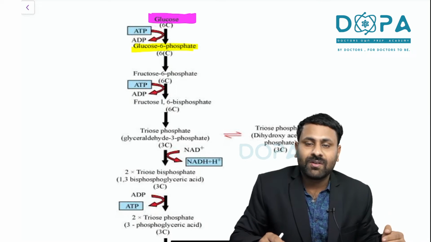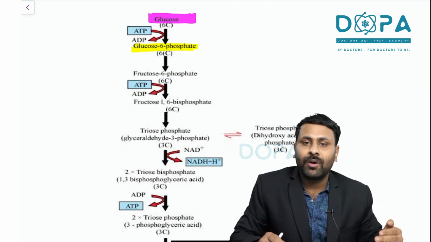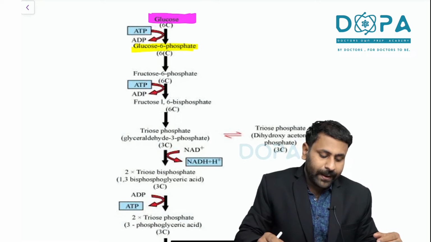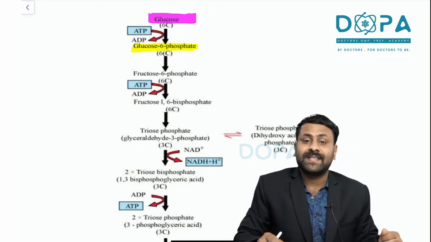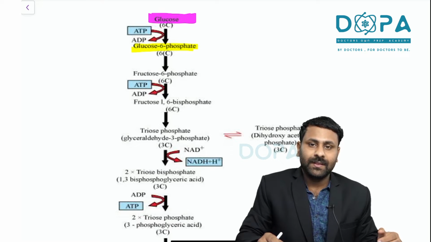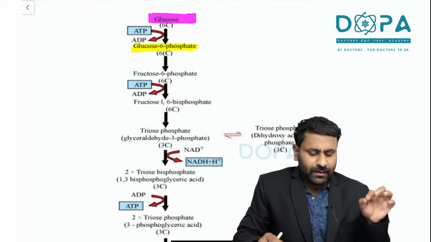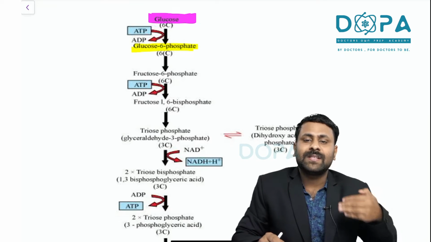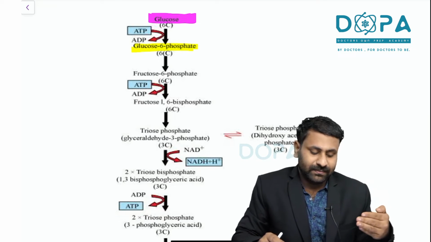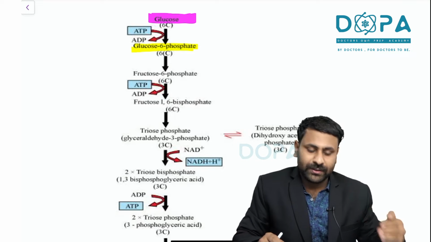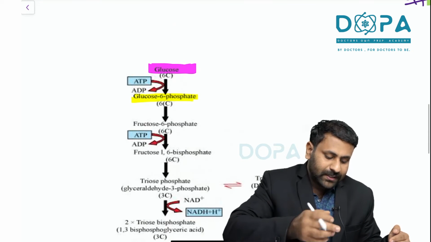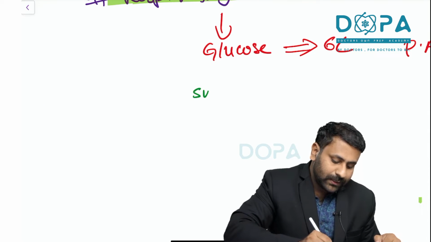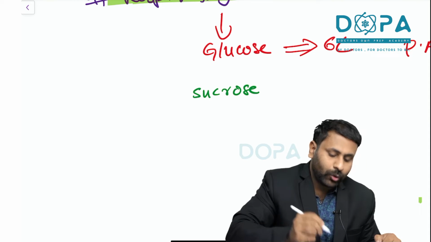Partial oxidation of one molecule of glucose into 2 molecules of pyruvic acid through a series of enzyme catalyzed reactions is called glycolysis. Once again, what do you mean by glycolysis? Partial oxidation of glucose into 2 molecules of pyruvic acid through a series of enzyme catalyzed reactions. They are called glycolysis.